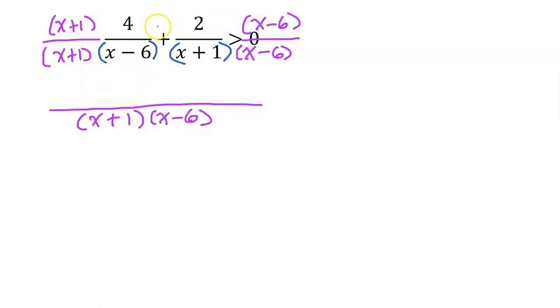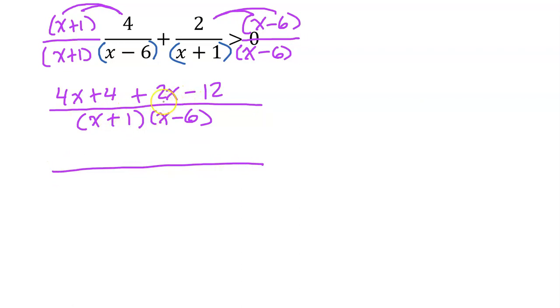We will add together the numerators that we just made. Let's go ahead and distribute the 4 now. So that will give us 4x plus 4. And distributing this 2 gives us plus 2x minus 12. Let's combine like terms in the numerator. So we will have 6x minus 8 over x plus 1 times x minus 6. All of this is greater than 0.